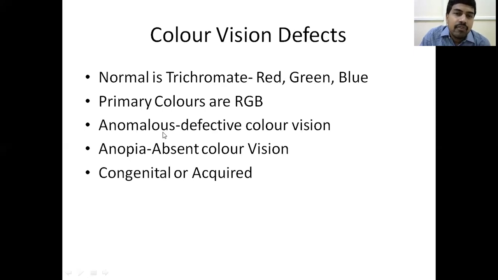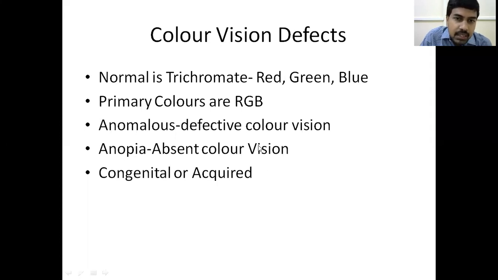And in color vision defect there will be 2 types of conditions. One is anomaly, that is defective color vision. Other is anopia. So what is this? So normally a person is a trichromate. He is able to see all the 3 colors, red, green and blue. Color vision defects can be 2 types, anopia or anomaly. So in anopia, what happens is absent color vision. So completely the person is unable to see one color. So if he is unable to see red, he is called protanopia. If he is unable to see green, he is known as deuteranopia. If he is unable to see blue, he is called tritanopia.